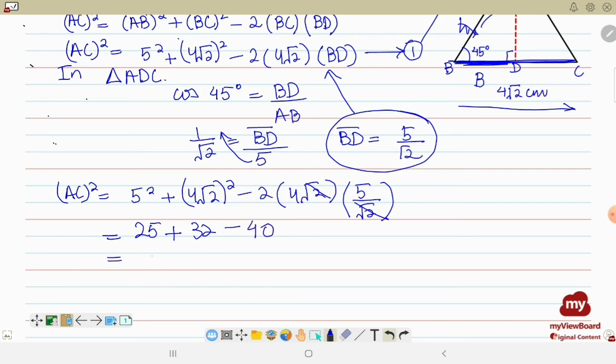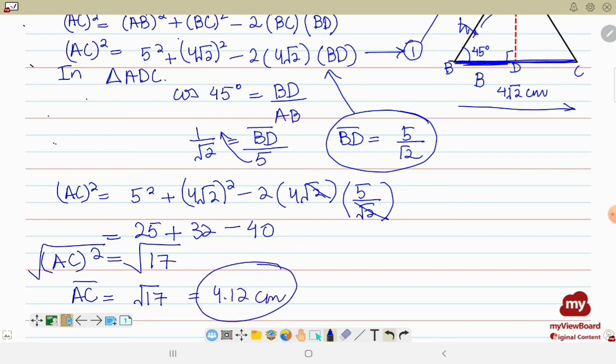Okay, when you solve it, you'll get 17. That is, AC square is equal to 17. When you take the square root on both sides, AC is equal to square root of 17, which is equal to 4.12 centimeter. That is the answer of the question. Hope you understand it. Thank you so very much.